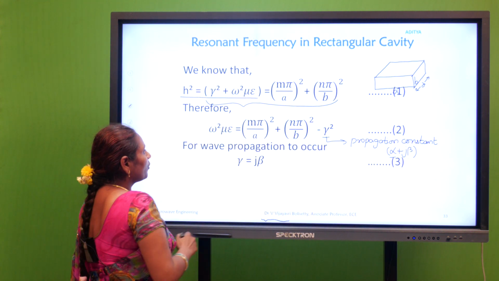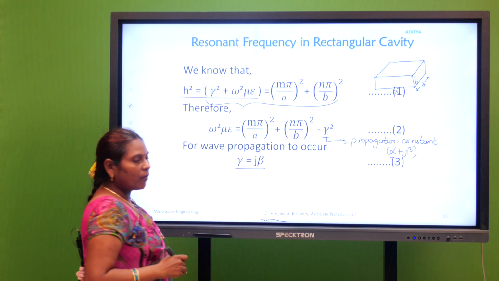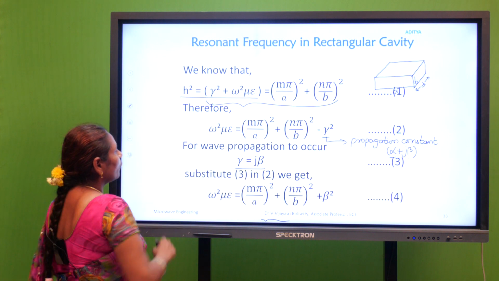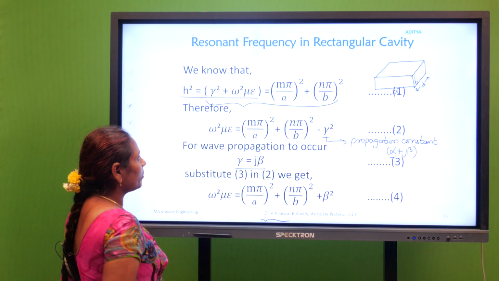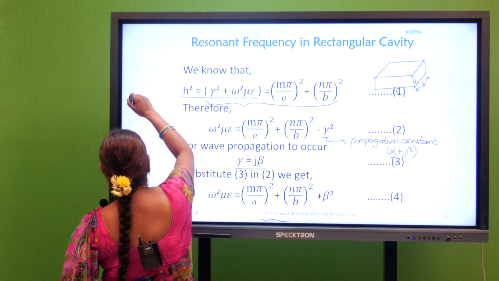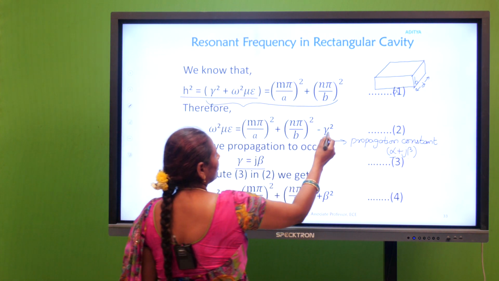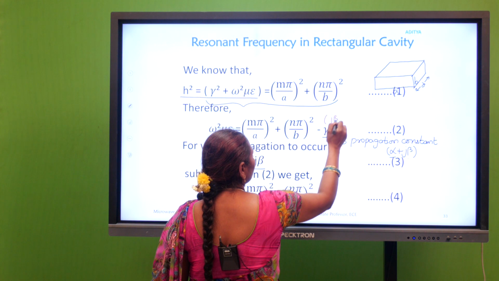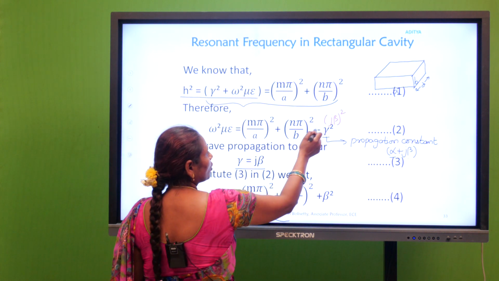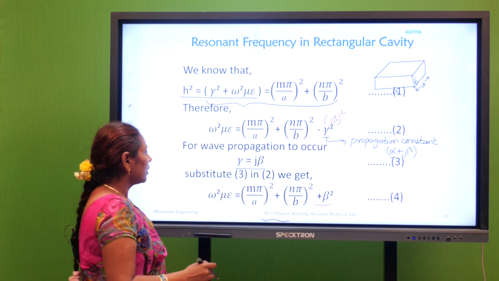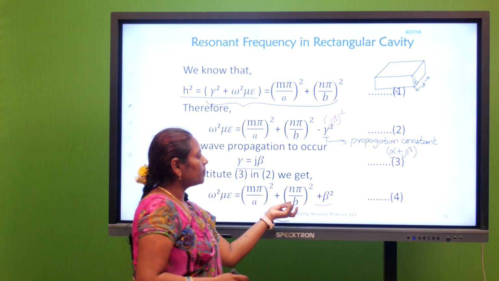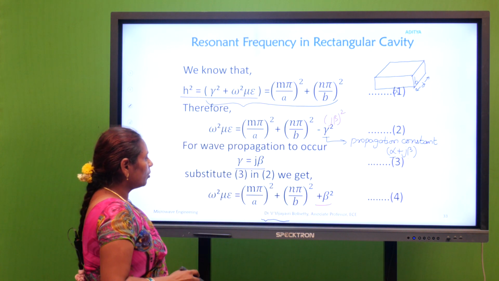So for a wave to propagate, this gamma should be equal to j beta. Let us substitute this j beta in equation 2. If I substitute equation 3, gamma equal to j beta, in 2, in place of gamma we will get (j beta) whole square, that is j square beta square, where j square is minus 1. So minus of minus will give plus beta square. So omega square mu epsilon is equal to (m pi by a) whole square plus (n pi by b) whole square plus beta square. Okay.